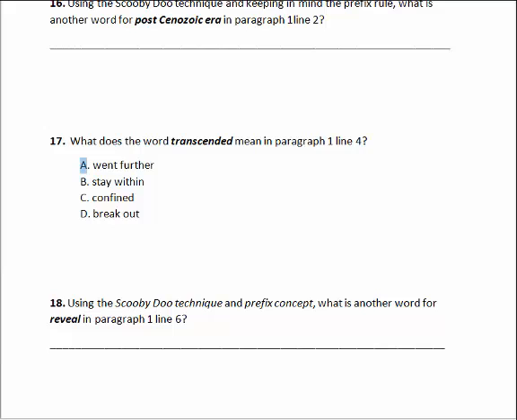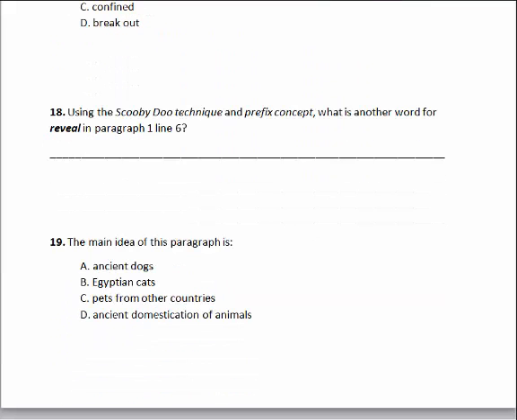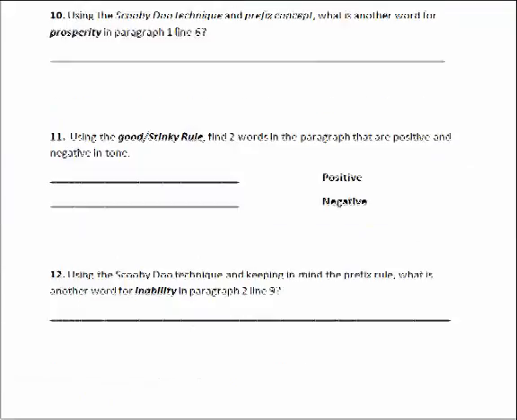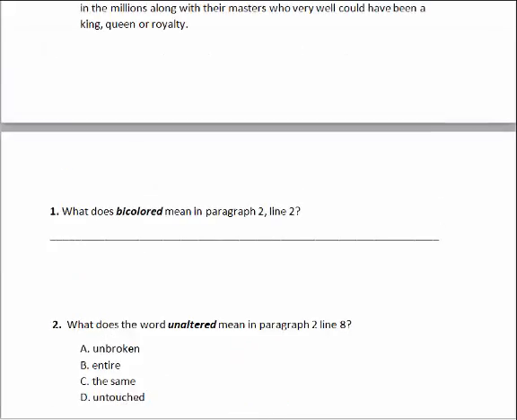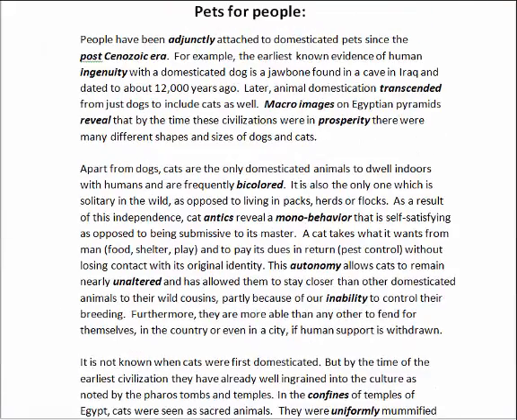18, scroll on down, get a better look. It says using the Scooby-Doo technique again and prefix, what's another word for the word reveal? We've seen this a gazillion times. It's the most popular prefix, re-, which means to do it again. Veal. Let's take a look at paragraph 1, line 6. Reveal means to do something again. Veal or veil.